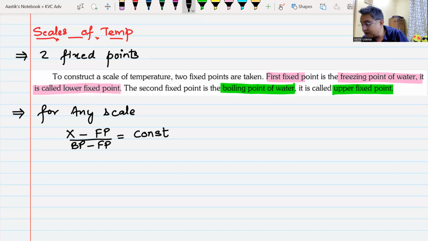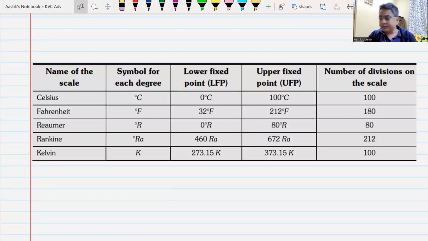For any scale, you can make your own scale to measure a temperature, but you have to take two fixed points for that scale. One should be the freezing point of water, one should be the boiling point of water, and this ratio should be the same. Now there are three or four different scales. Not every scale is used, but I'll give you a table where you will get to know about all these scales, their lower fixed points, their upper fixed points, their number of divisions. So you will have to note them down. Most of them you would be knowing, but still, this is a table where we have all those scales.